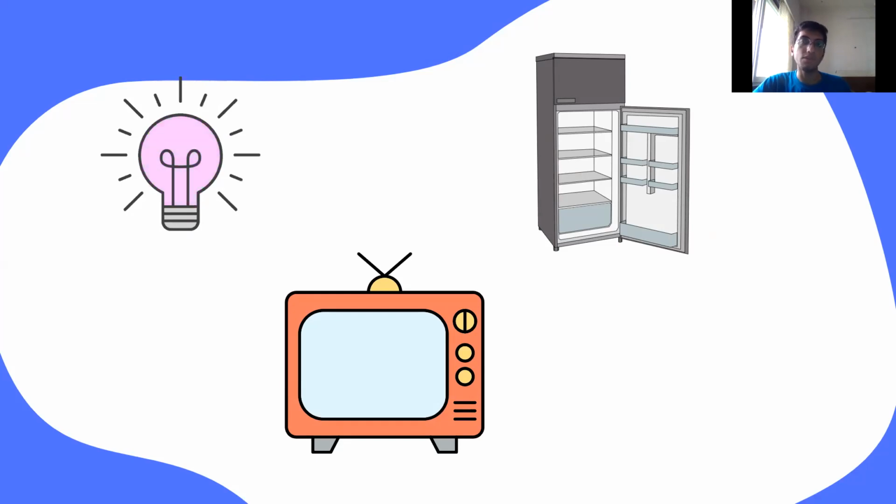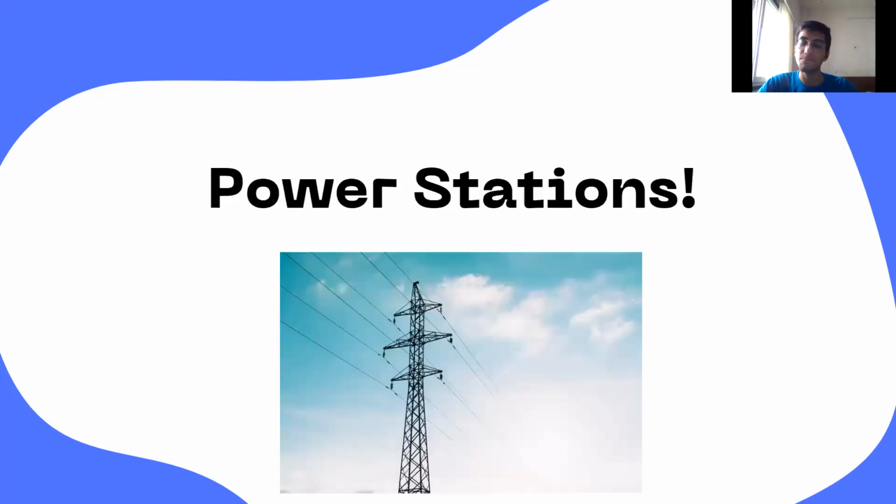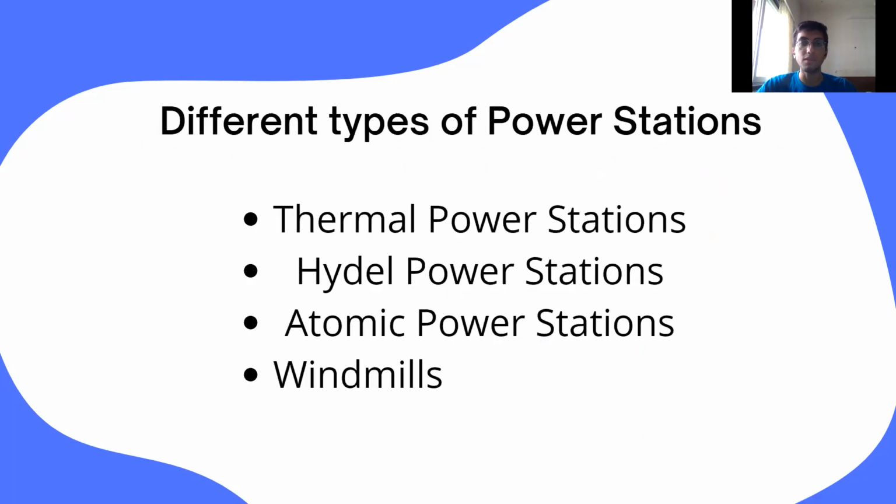But the main question which comes here is, how is electricity generated? The answer to this question is that electricity is generated by power stations. Power stations are situated far from the city so that they can generate power and transmit that power through the power lines which we see, which can be overhead or also underground.